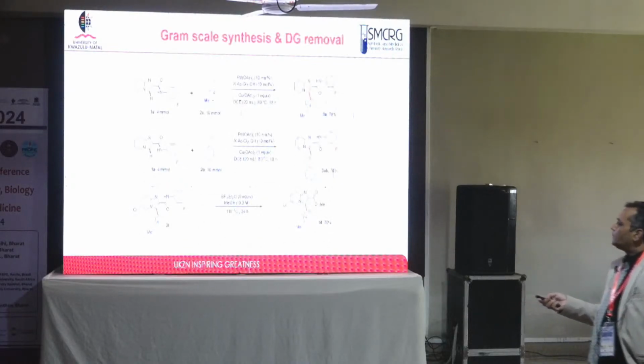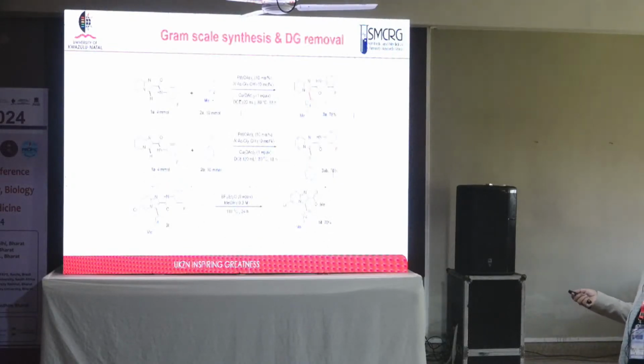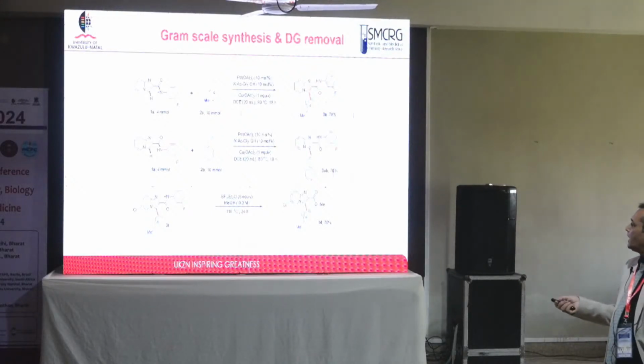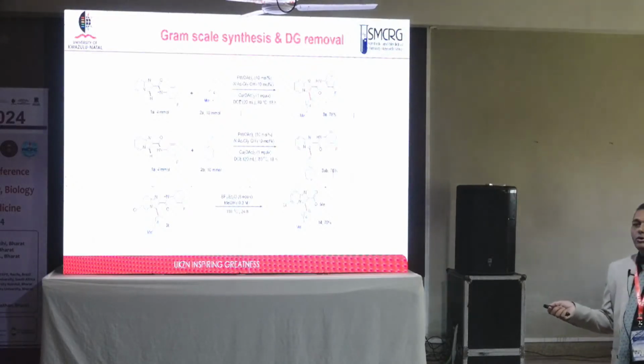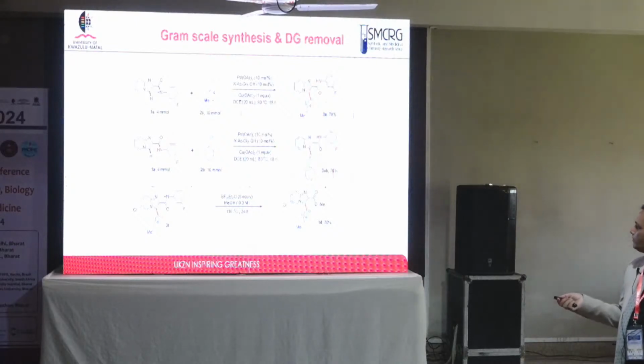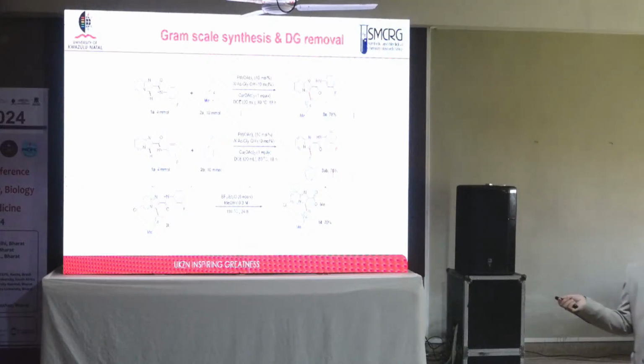We also performed gram scale synthesis, and one of the important things is how to cleave the amide bond, so that is also something we did. We were able to scale up the reactions, so it can be implemented in large scale synthesis, and we were able to cleave the amide bond using some very normal basic reactions, which can further be used for derivatization on this side.